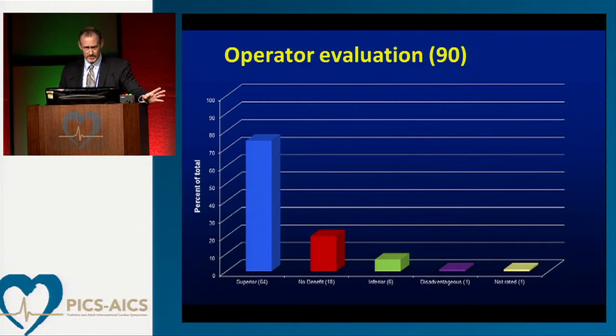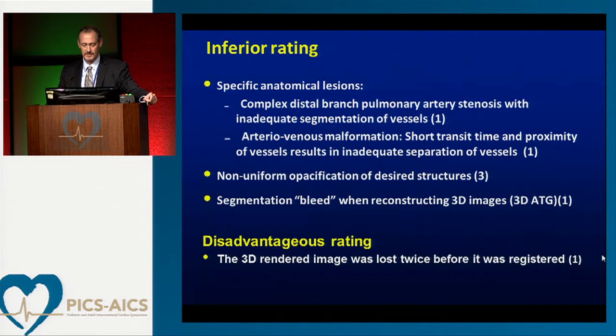Overall, though, and it's a very subjective measure of how well this technology has helped us during these procedures, the primary operator evaluated each of these procedures after the case, and 64% wound up being superior. There were 18, about 15% or so, that showed no benefit. There were only 6 that were inferior, and one we listed as disadvantageous. The reasons for that we have listed here. Some was just the specific anatomy, and this data set has our entire experience with this, so learning curve, all of it is in here. So we learned that there are some specific lesions that it doesn't work very well for. Here we had one case that was a very distal branch pulmonary stenosis.